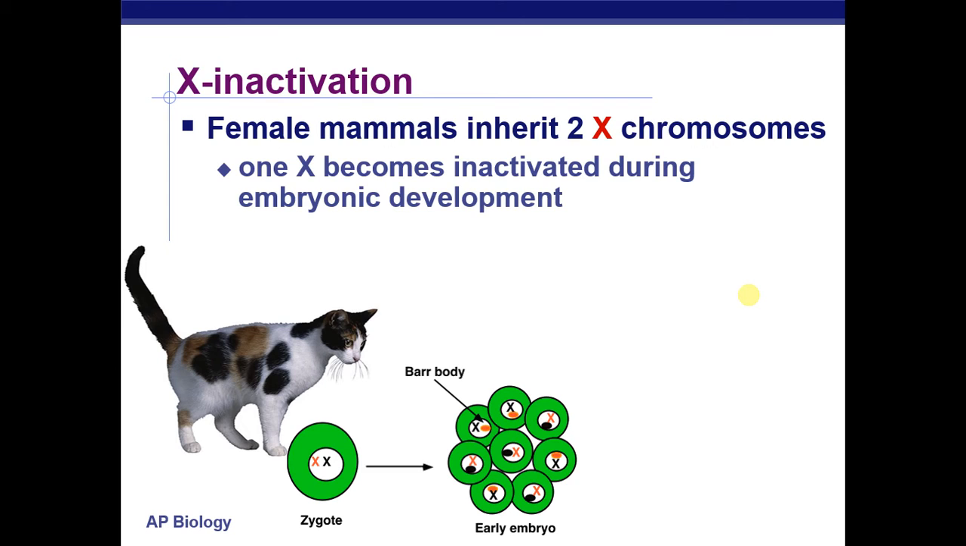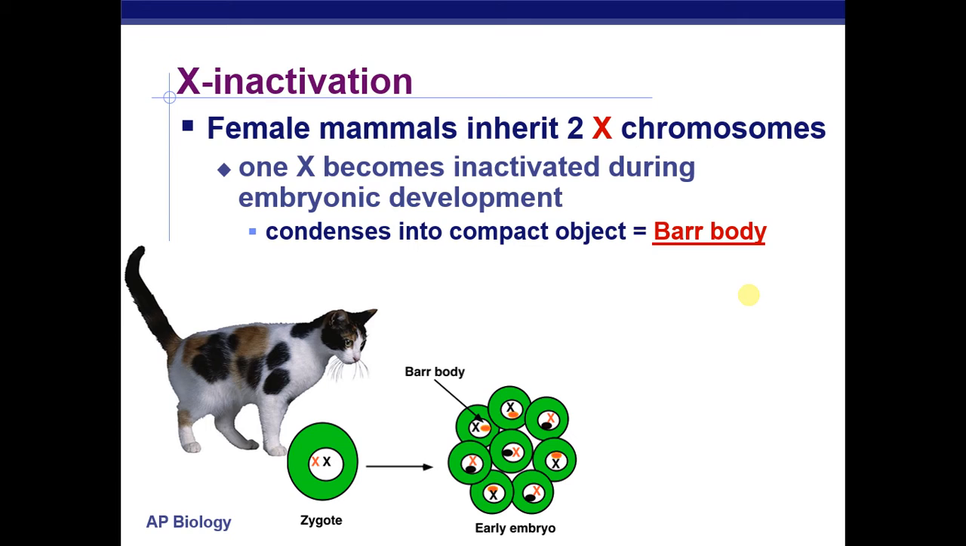Okay, that's why both males and females are able to produce the same proteins and be healthy and have everything that they need, even though males only have one X chromosome and females have two, is that early in female development in the embryonic stages, one X becomes inactivated, and it condenses into what we call a bar body.